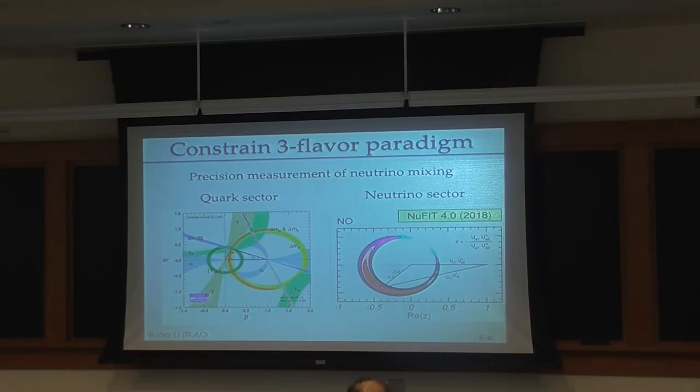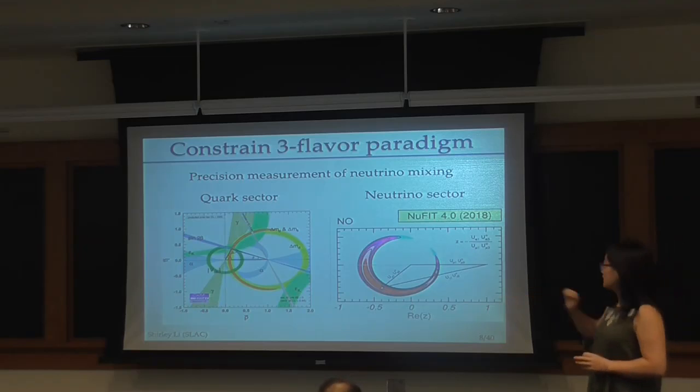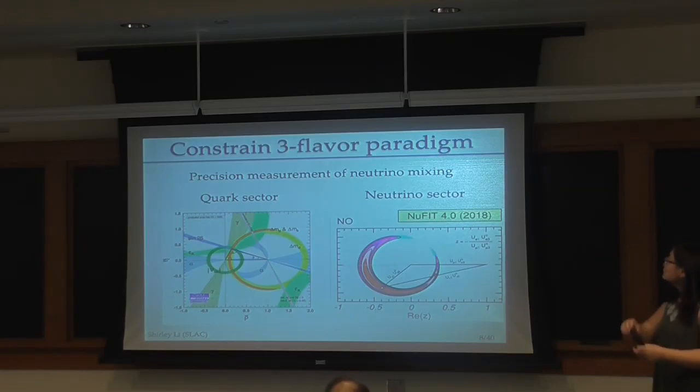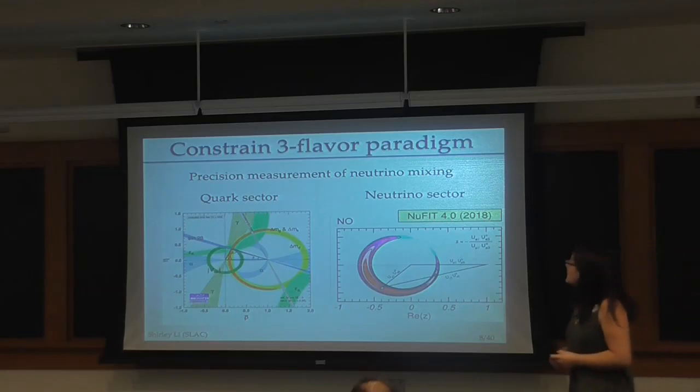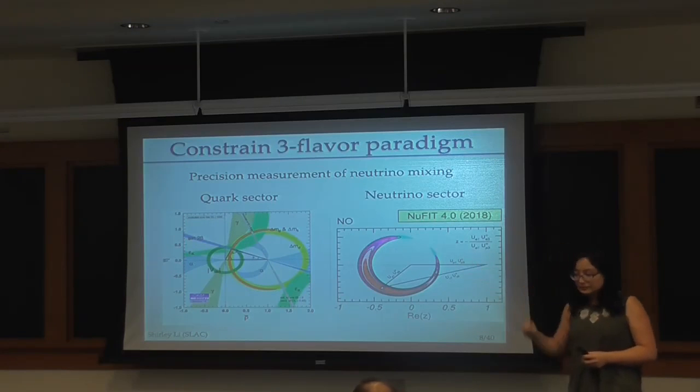On the left, I show one way we're testing this in the quark sector, where hopefully you're all familiar with the figure on the left, that there are many, many measurements. Each measurement is represented with a long circle or some curve. And if the quark mixing matrix, the CKM matrix, is indeed unitary, then we expect all curves to intersect at one point, which is the case in this figure.